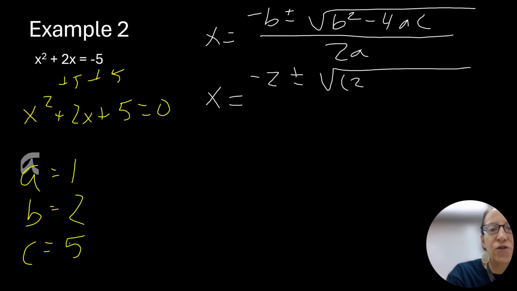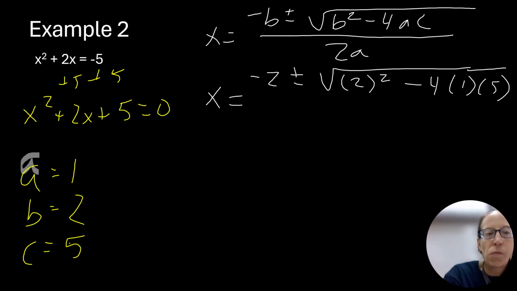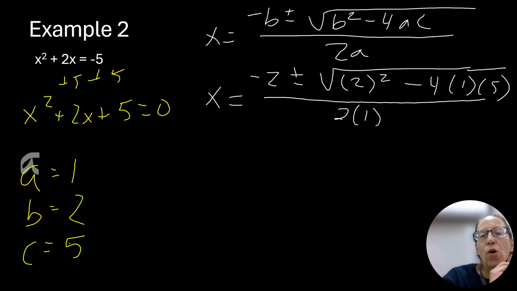Now, I strongly recommend that you put that in parentheses. Okay, now the parentheses here won't make a difference, but in the previous one, it would have. Then -4 times 1 times 5 all over 2 times 1. And again, I am okay if you don't want to put in those ones that you're multiplying by. Those aren't changing anything.